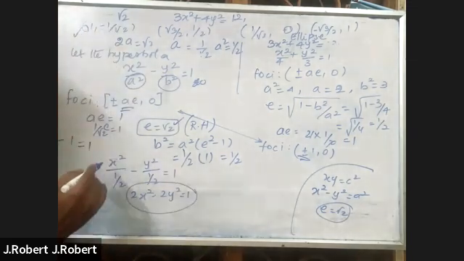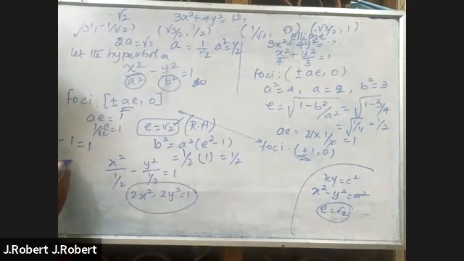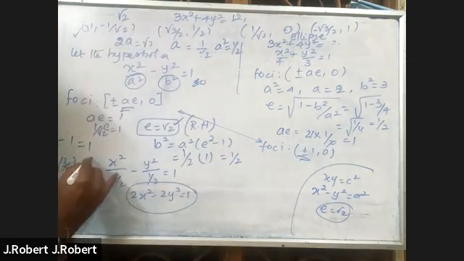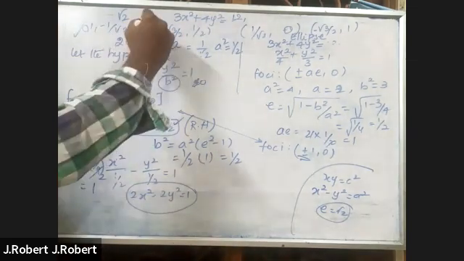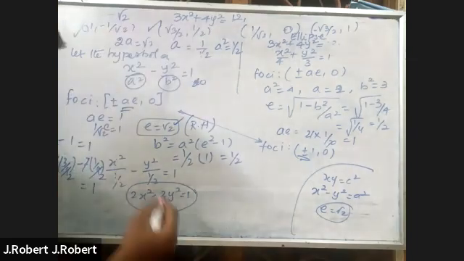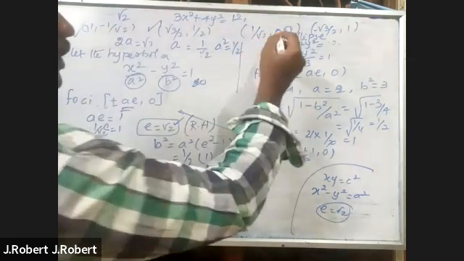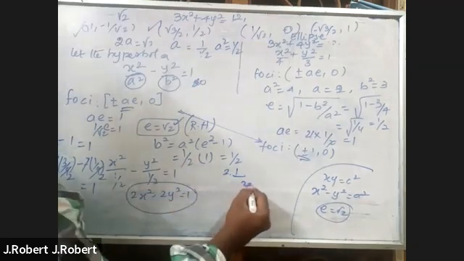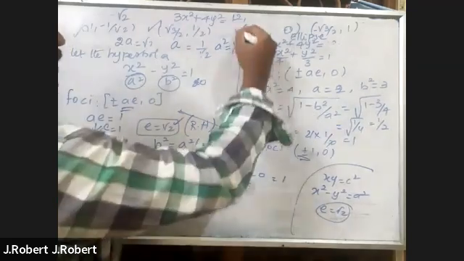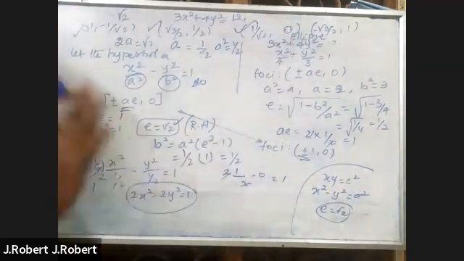Second option: root 3 by 2. Squaring root 3 by 2 gives 2 into 3 by 4, minus 2 into 1 by 4, right? So the 2 cancels, the 2 cancels. Therefore this is also equal to 1. So this also passes through the hyperbola. Next one, 1 by root 2 comma 0: 2 into 1 by root 2 square gives 2 by 2 minus 0, which is equal to 1. This is also satisfied. The last one is probably the answer.